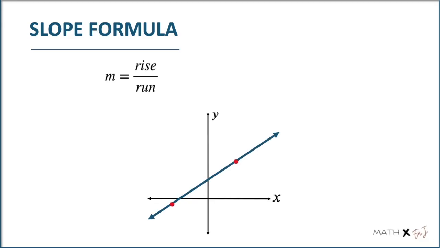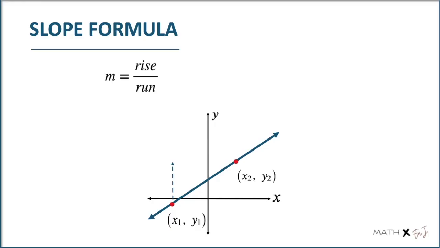Here I have a line with 2 points. Remember that every point on a graph has an x and a y coordinate. So I'm going to label the 2 points like this. Point 1, x1, y1, and point 2, x2, y2. Let's start by discussing the rise first.